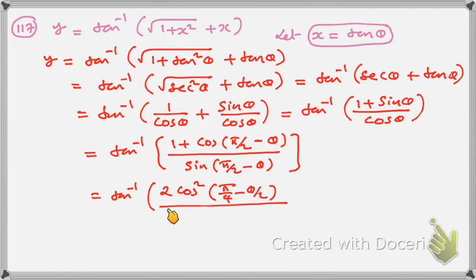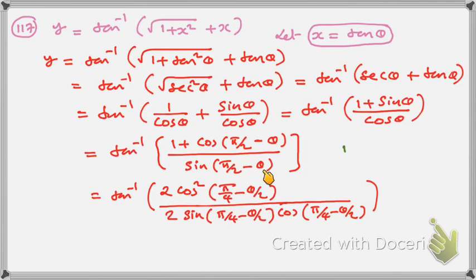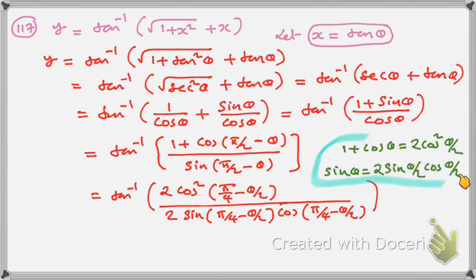Divided by the sine theta. Sine theta is going to be 2 sine theta by 2 cos theta by 2. So 2 sine theta by 2, half of this angle, pi by 4 minus theta by 2, the cos theta by 2, pi by 4 minus theta by 2. Just for you to understand it better, I am writing the half angle formula here. So 1 plus cos theta is 2 cos square theta by 2, and sine theta is 2 sine theta by 2 cos theta by 2. These are the two formulae applied. 1 plus cos theta became 2 cos square theta by 2, half of that angle, divided by sine theta, according to this formula, became 2 sine theta by 2 cos theta by 2, half of that angle.